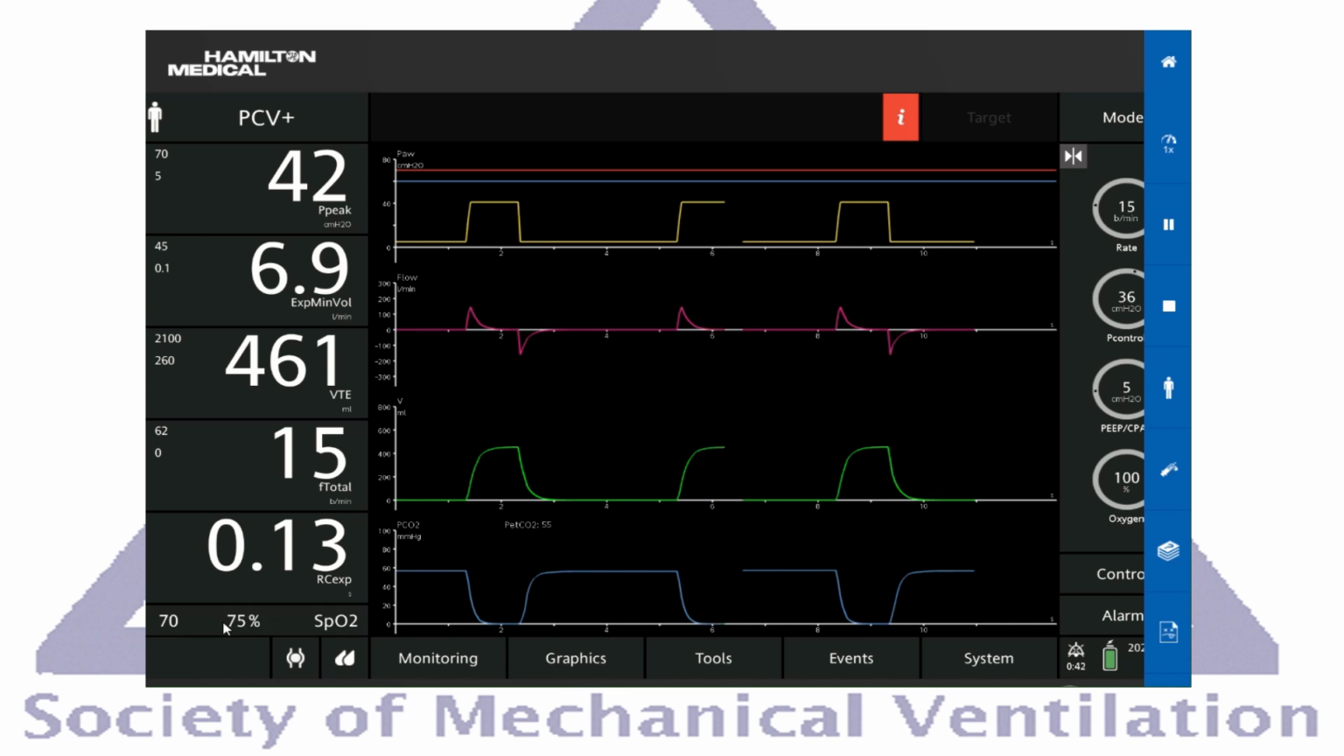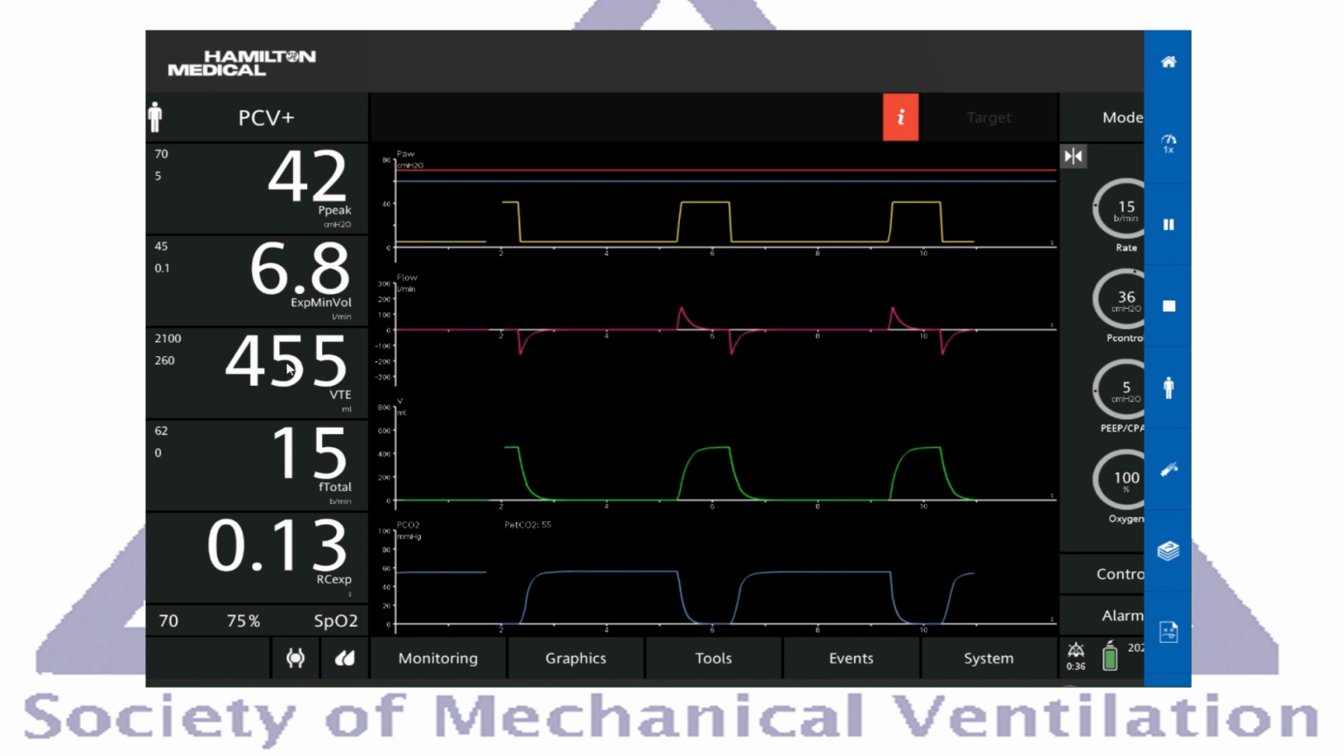You can see here that the oxygen saturation actually improved a little bit. You can tell me that the tidal volume is higher, so we'll see what will happen once we get down to 400.